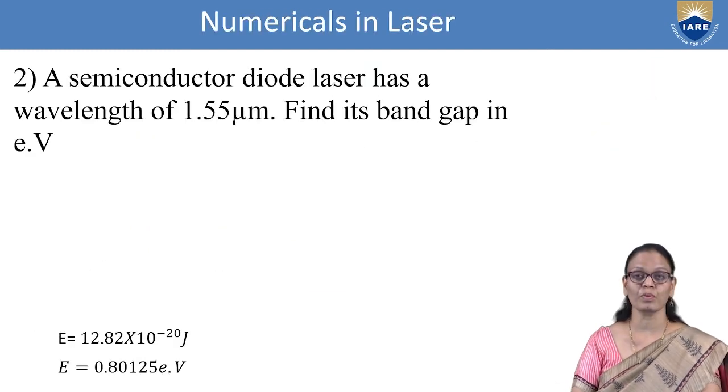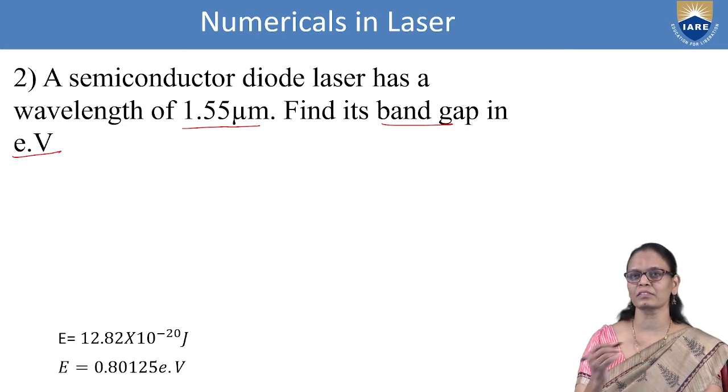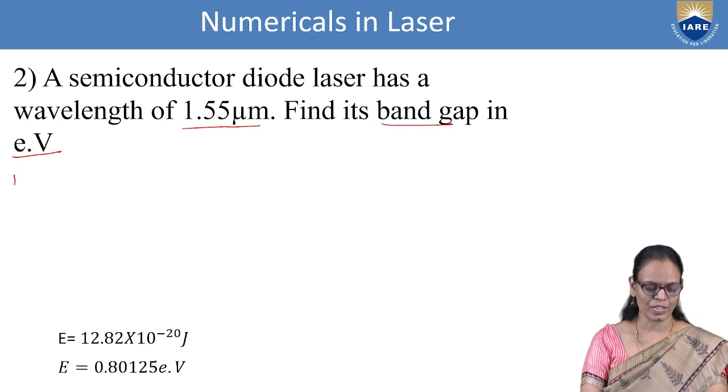Now coming to the second one. A semiconductor diode laser has a wavelength of 1.55 micrometer. Find the band gap in electron volt. It is exactly the mirror image of the last problem. In the last problem, we are given the band gap and we have to find the wavelength. Here, the wavelength of the laser that is emitted by the semiconductor diode is given and we have to find the band gap.